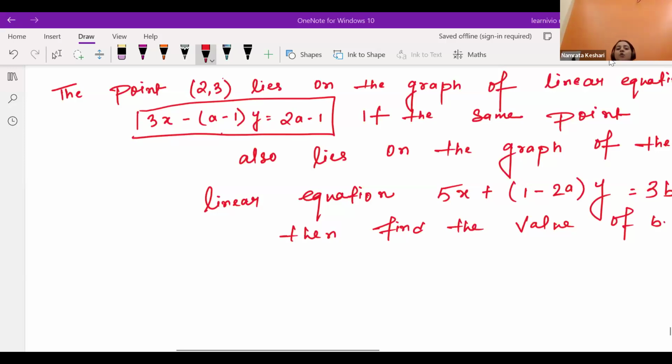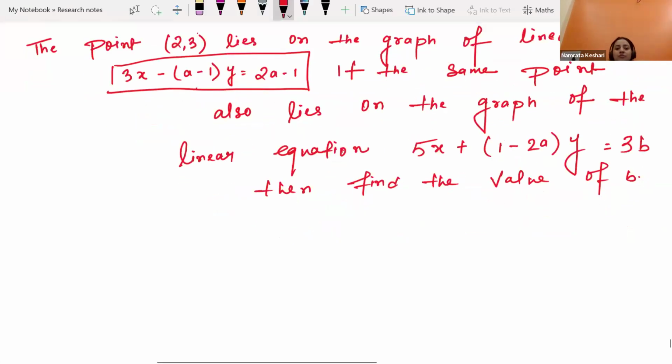Here it says that the point (2, 3) lies on the graph. That means it's a solution, right? Yes or no? Yes, ma'am. Okay.